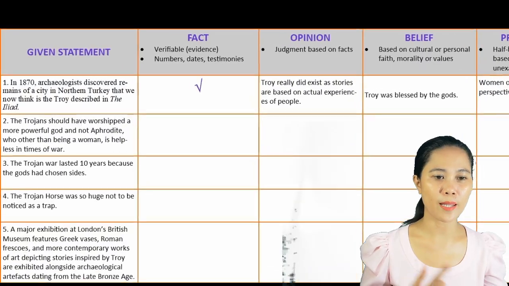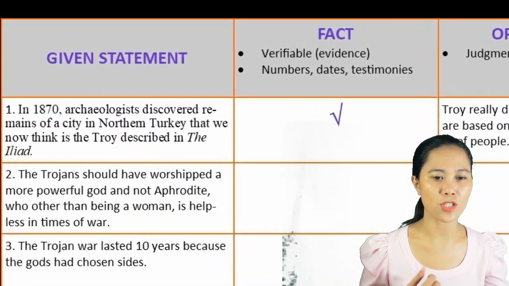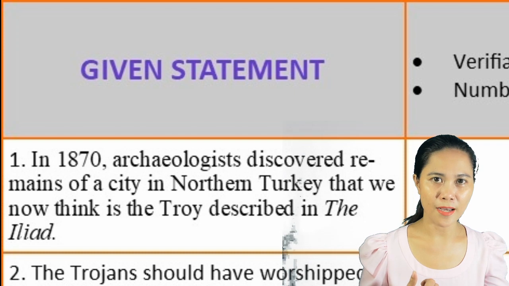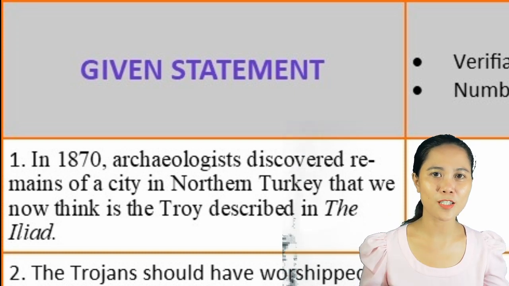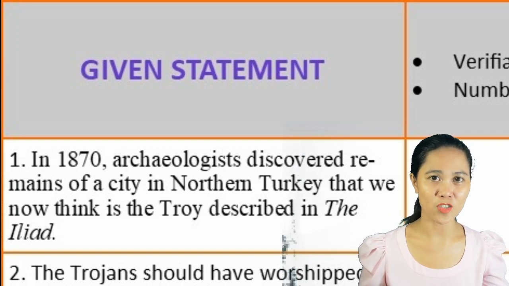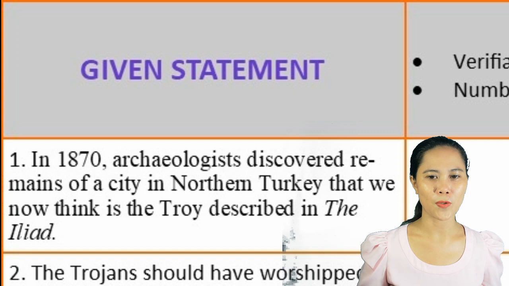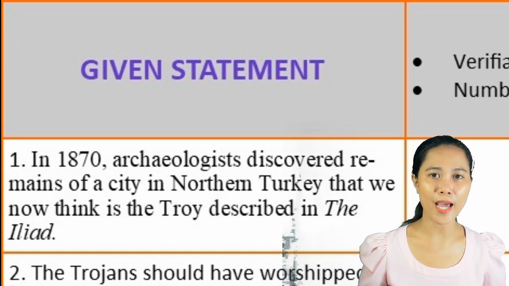So first, I want to explain that in 1870, archaeologists discovered remains of a city in northern Turkey that we now think is the Troy described in the Iliad. This one is obviously a fact because that is based on a discovery made by archaeologists. That data has been recorded and you can verify that very much. Okay, next, since that is a fact, what we need is an opinion, a belief, and a prejudice.